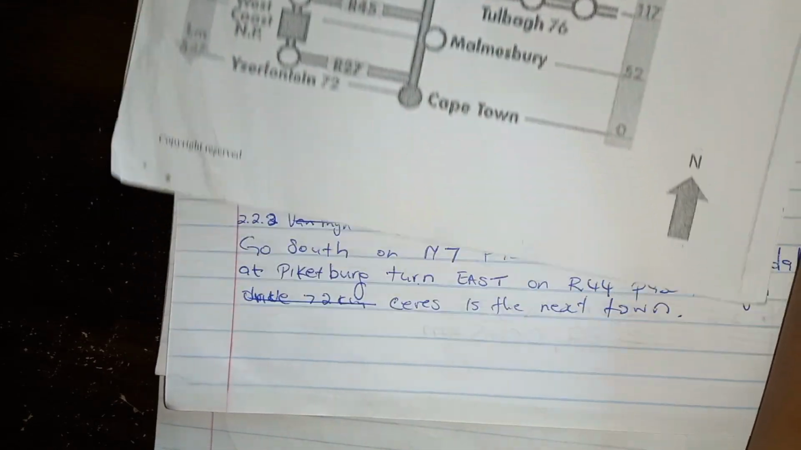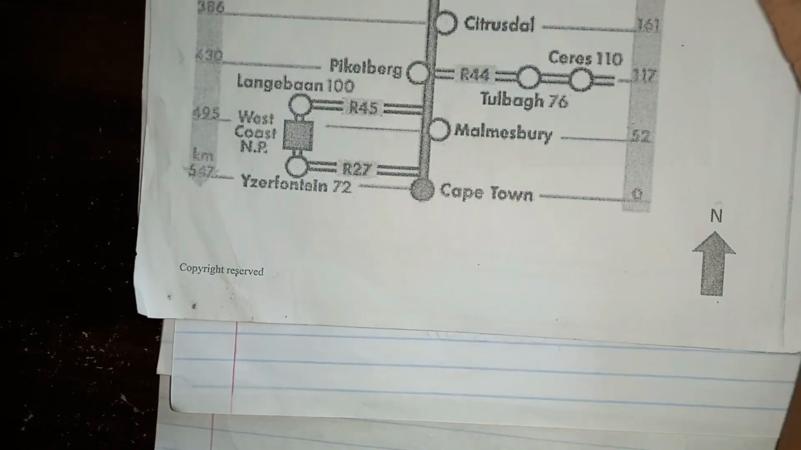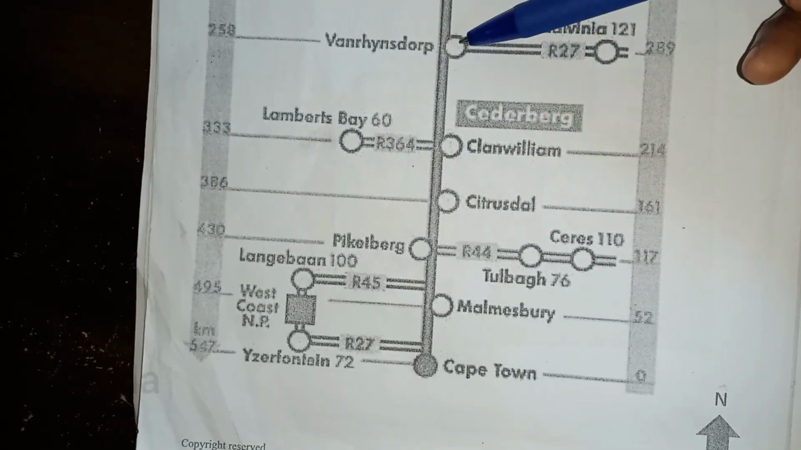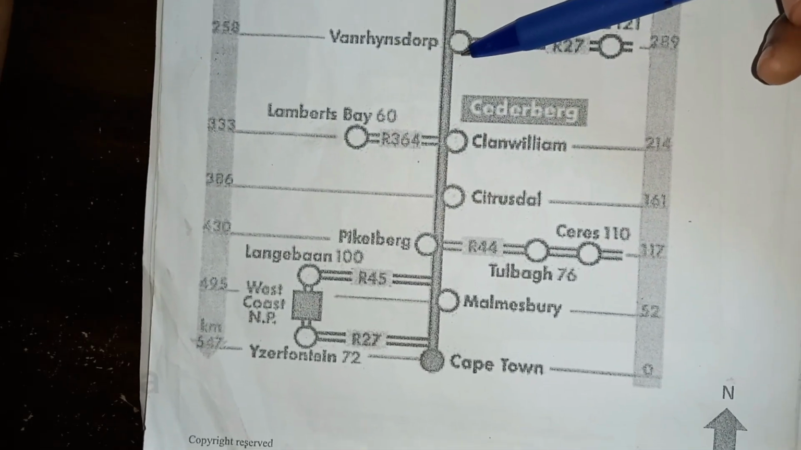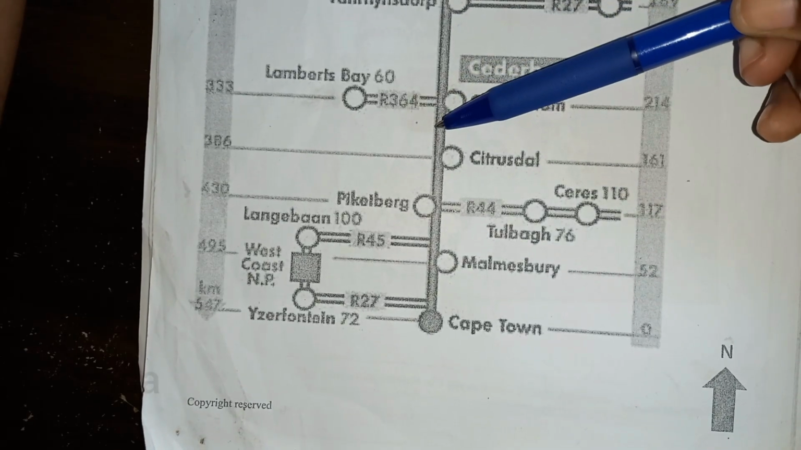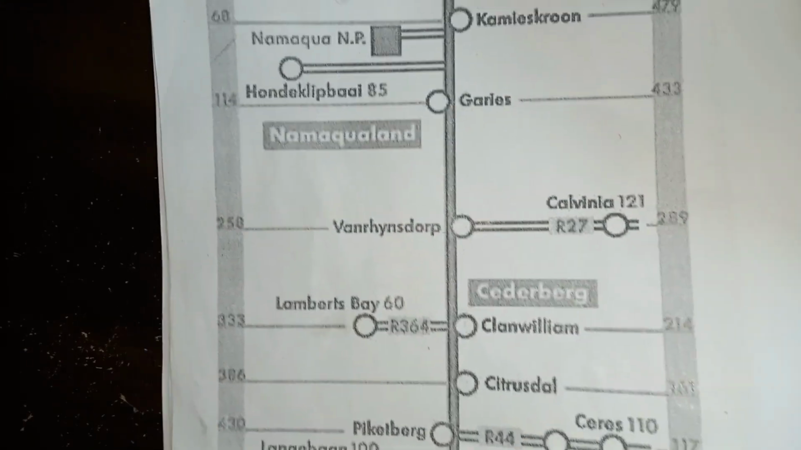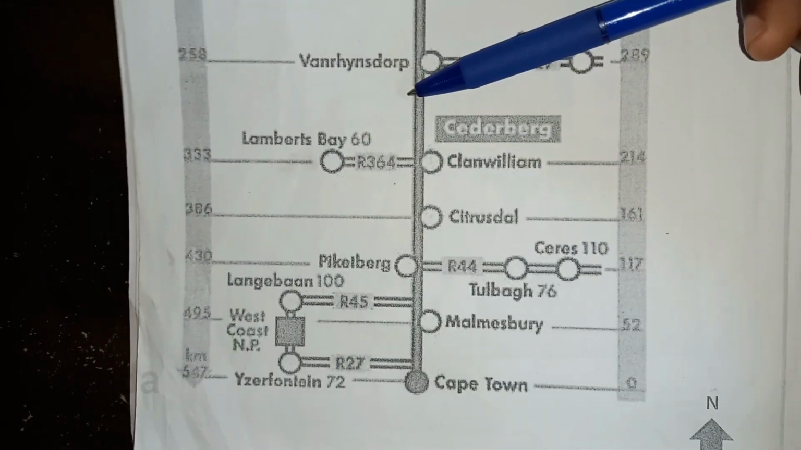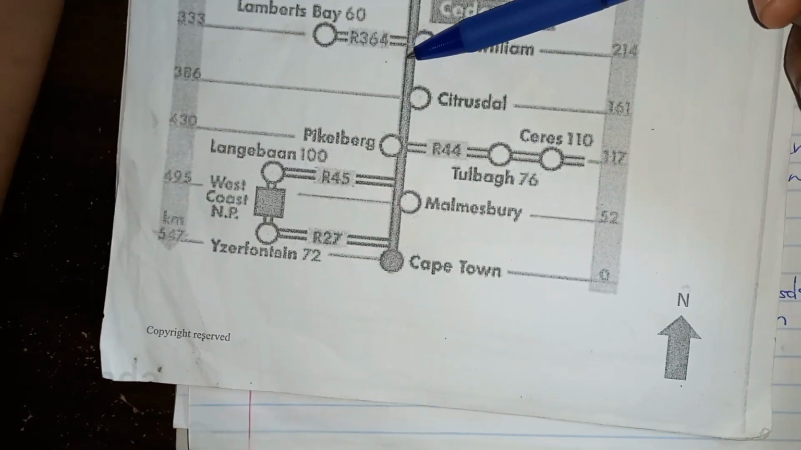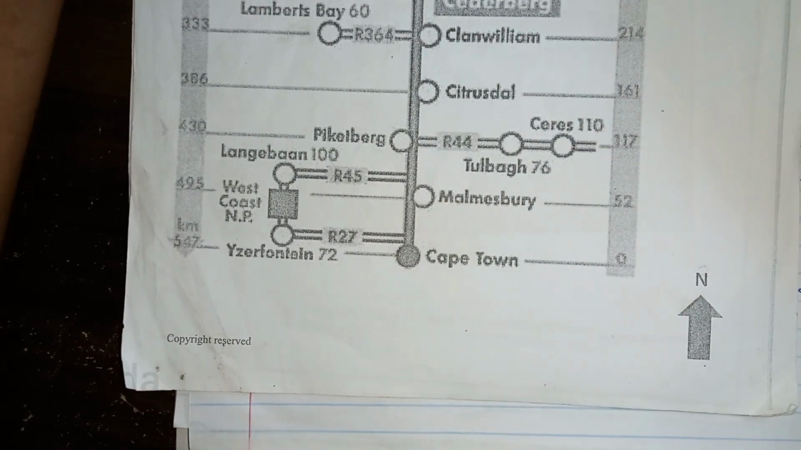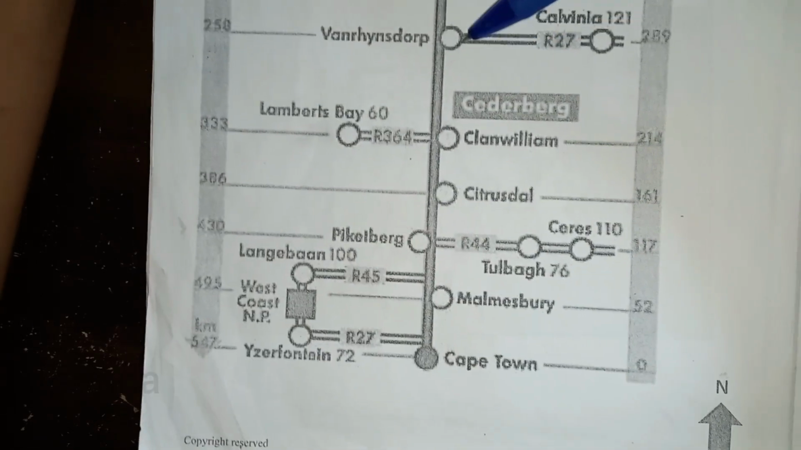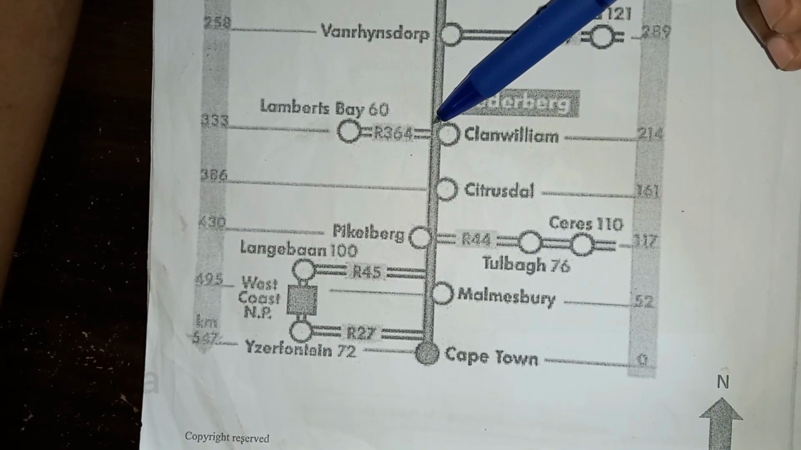Okay, so what I'm going to do is say from Vanrhynsdorp, I'm going to go south using N7. It says N7 right there at the top, so we're going down N7. You can say down or south, it's up to you, because north is up. So we're going to go down N7, and I'm just going to keep mentioning the towns I'm passing.